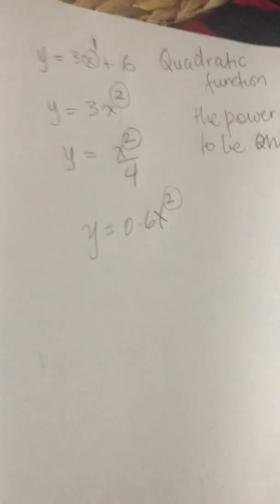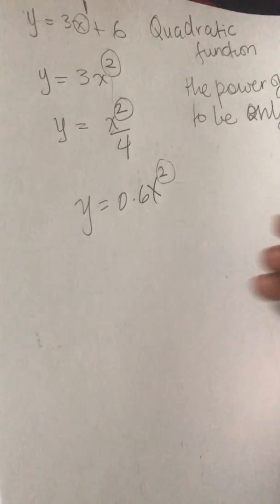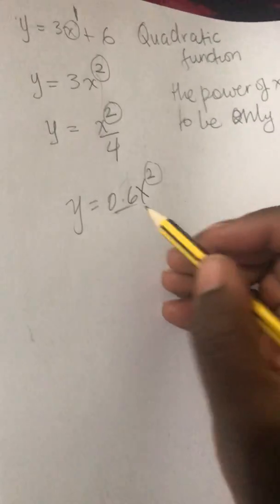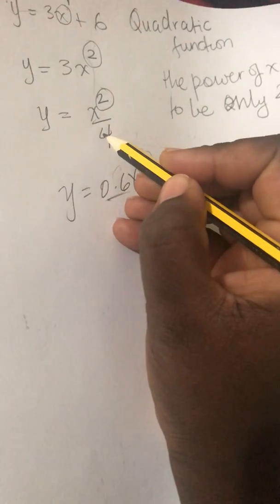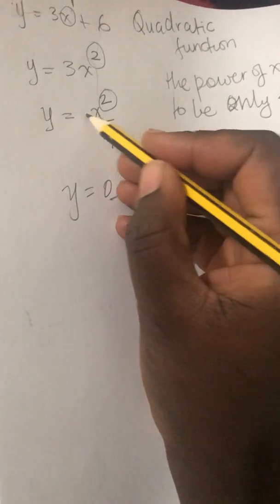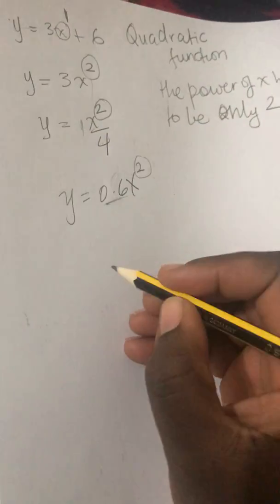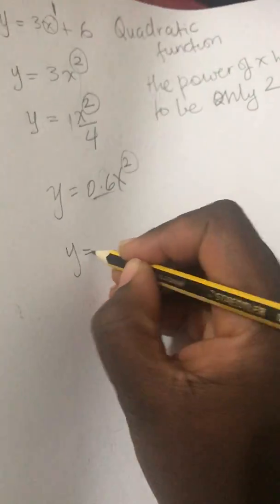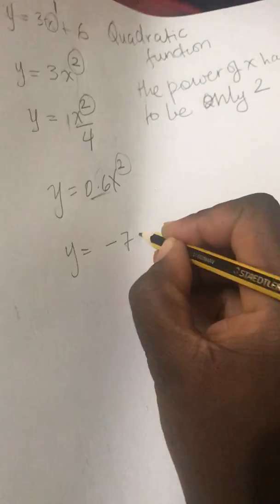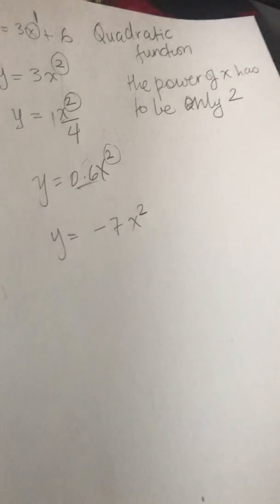Okay? Like any other slope, this is the slope. This is the m. Here the m will be 1 over 4 because there's 1 over here. So it can be positive, it can be negative, like that. Okay? Now let's go back here.